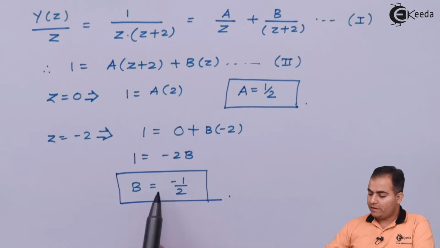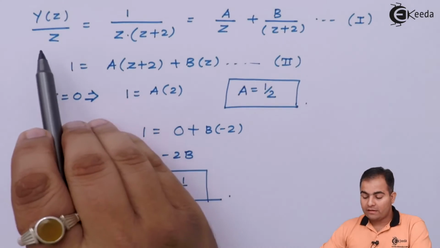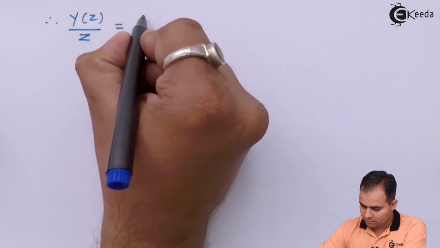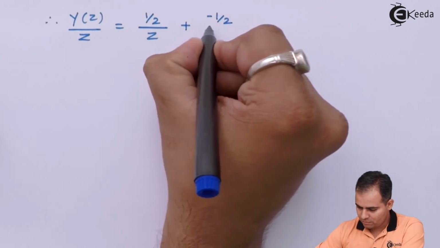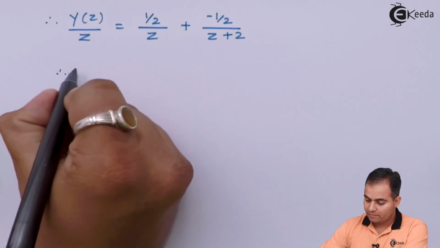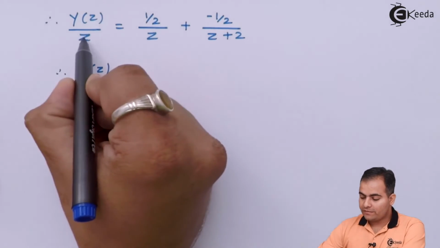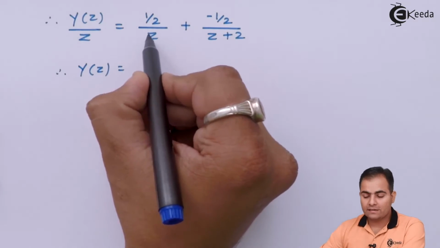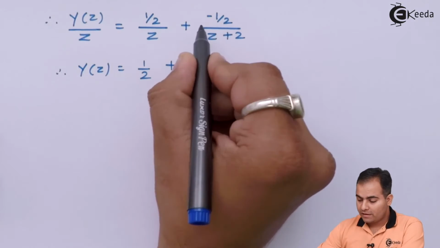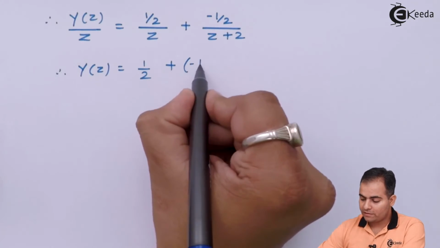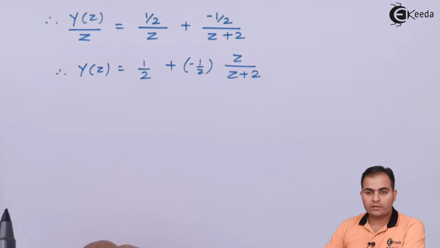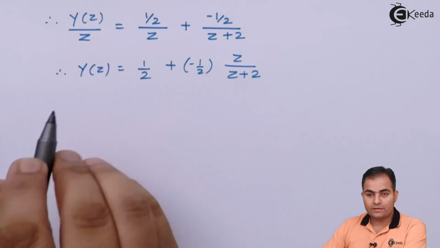Now I'm going to substitute the b and a values in my equation number 1, and then I'll multiply the z on the right hand side. So if I place this z over here, z gets cancelled. So we have only half as the first term, and then I'll write this minus half first because it's a constant, and then z upon z plus 2. Now we'll apply the inverse z transform on both sides.